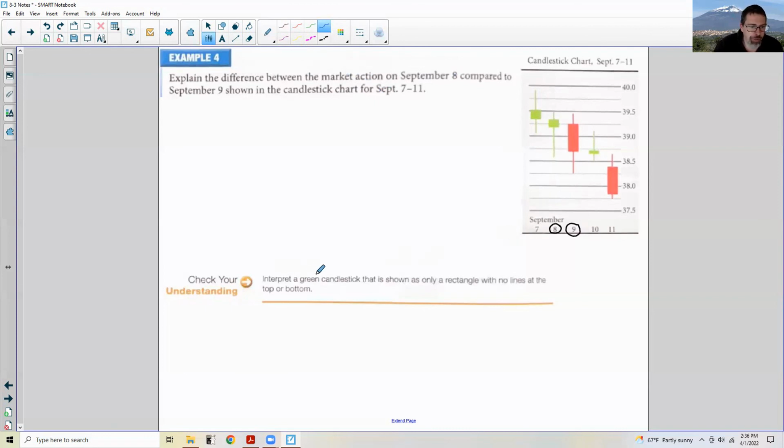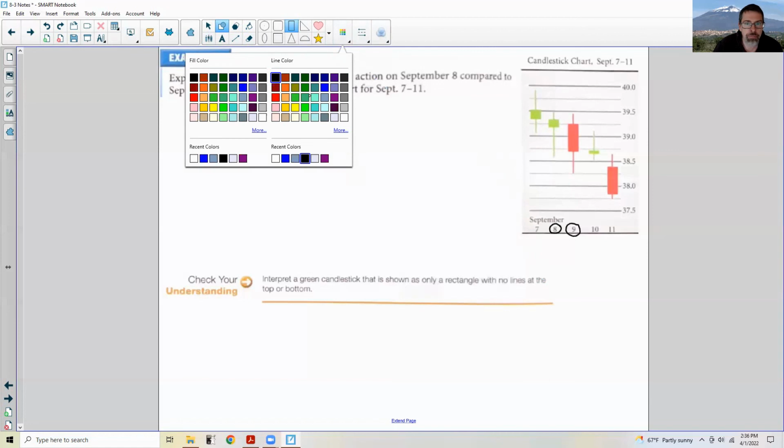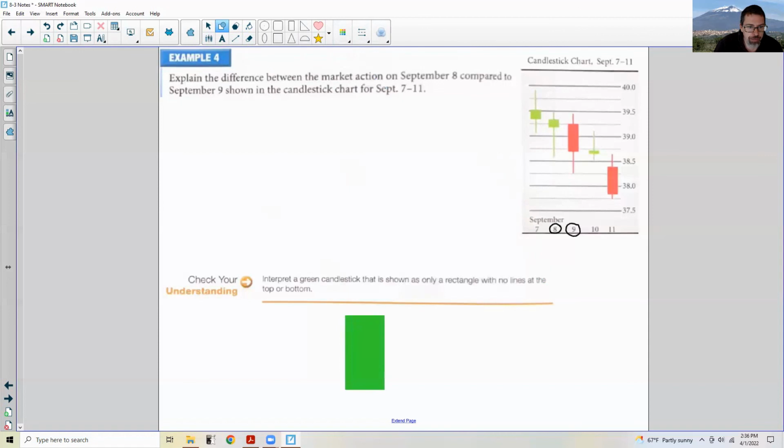It says interpret a green candlestick that is shown as only a rectangle with no lines at the top or bottom. So let me show you what that would look like. Let me grab this and let me make the line color, how about no line color, or green, or the same color as the body? So if I drew that, there's a green candlestick, no wick, top or bottom.